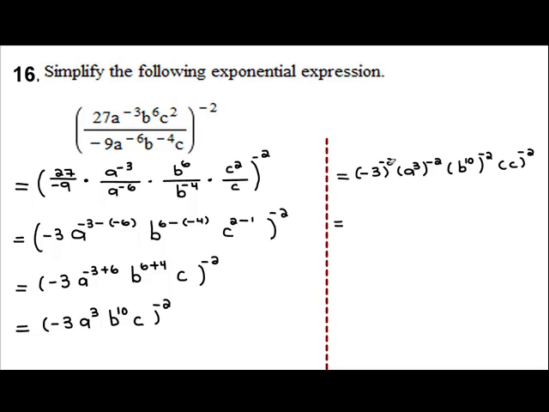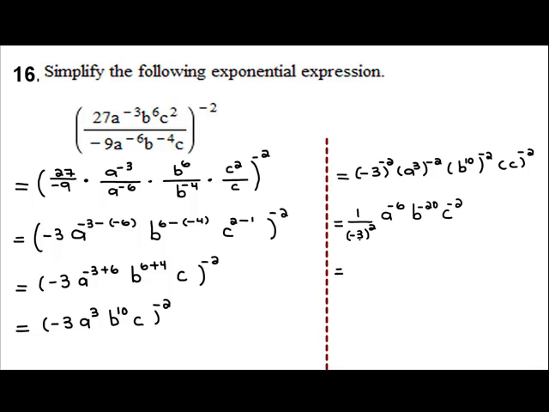Now because we have a -2 power, we have to change it into a positive. So that means that we have to move it to the bottom. So we have 1 times -3 to the 2nd power. And then we have a power raised to another power. So we have to multiply the exponents. So it's going to be a to the -6, b to the -20, and c to the -2.